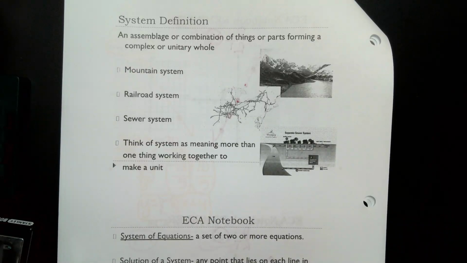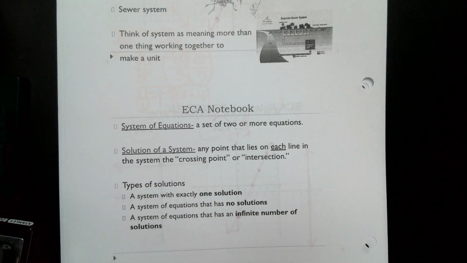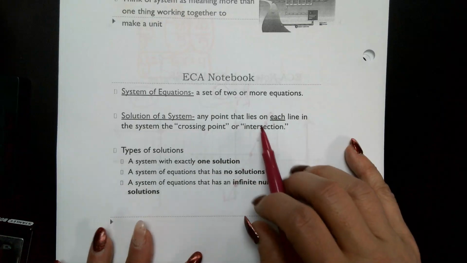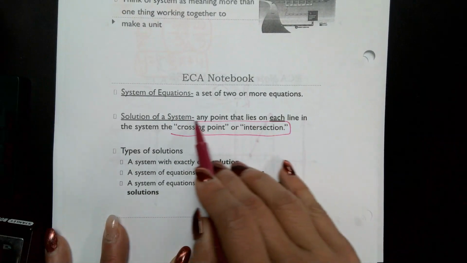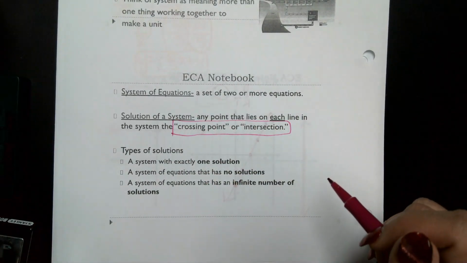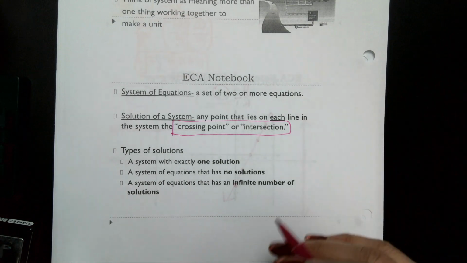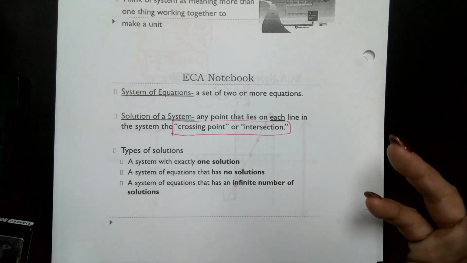Okay, so when I talk about a system of equations, I am talking about two equations that we're going to put together somehow. We're going to figure out where these two intersect each other. The solution of a system is any point that lies on each line in the system. It's the crossing point or the intersection. That's what I was showing you on the front. I drew those little sketches showing you that if two lines do intersect, they will have one solution, and we'll write the ordered pair of where they cross.